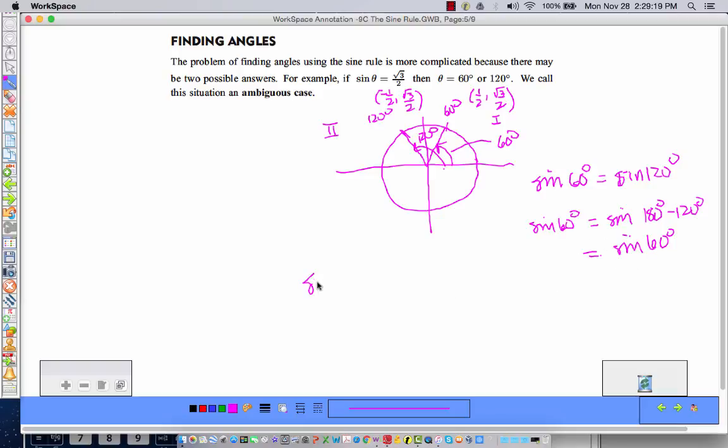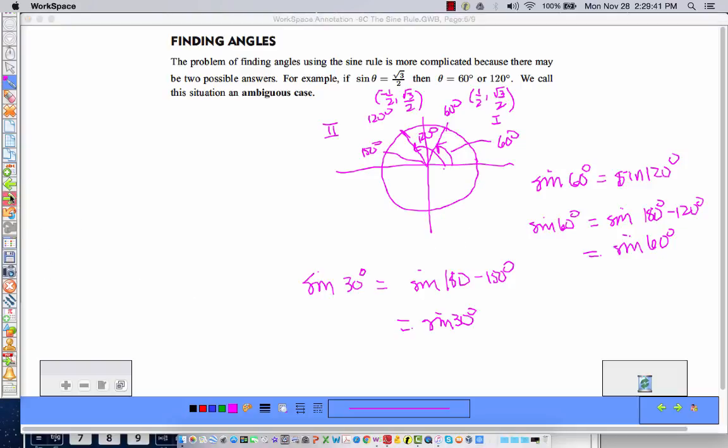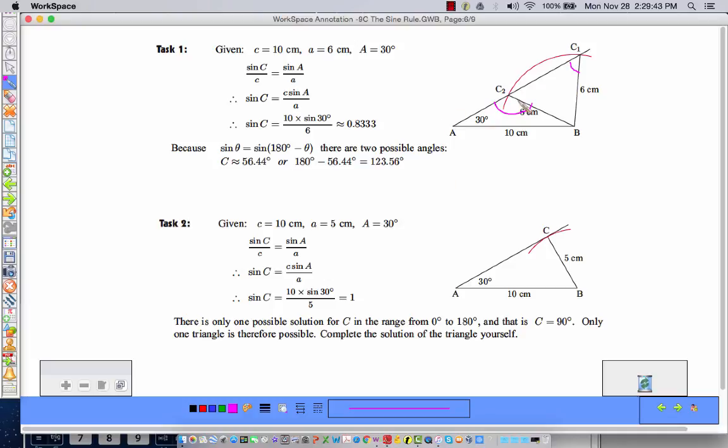That's true of any angle, like sine of 30 degrees is equal to the sine, if this is 150, the sine of 180 minus 150, which is the sine of 30 degrees. And we already know that sine of 150 and sine of 30 are the same. So that's called the ambiguous case, where we always have to check.